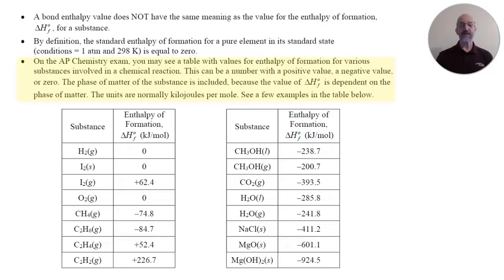So here are a few examples of enthalpy of formation values for elements and compounds. Some of these elements are 0. You'll notice that solid iodine is 0 because that is the natural state of iodine under these standard conditions, but gaseous iodine is not the standard state of iodine under standard conditions. That's why you see 62.4 for gaseous iodine as compared to 0 for solid iodine. So anyway, these are examples of enthalpy of formation of various substances.